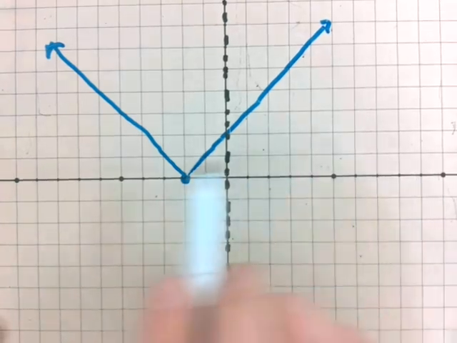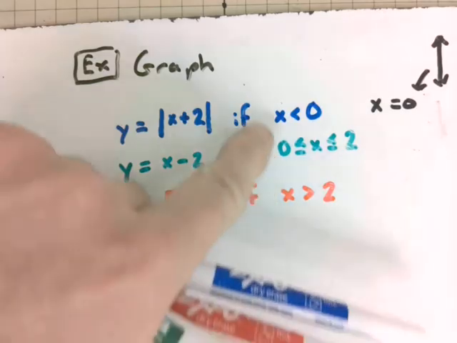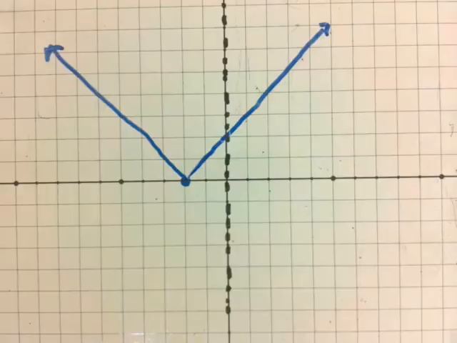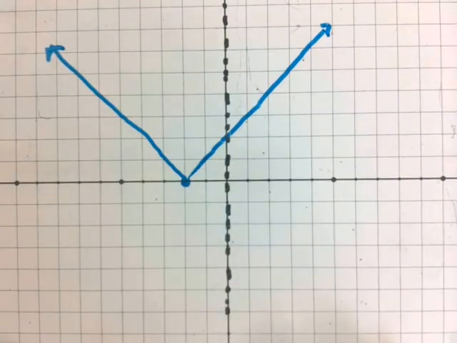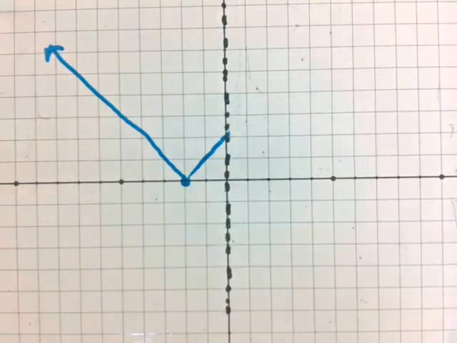And I need to keep one side or the other. And my inequality says we only want the things that are smaller than 0, which would be the left side of this graph. So the right side is actually going to get cut off, and it's not going to be part of our final answer.